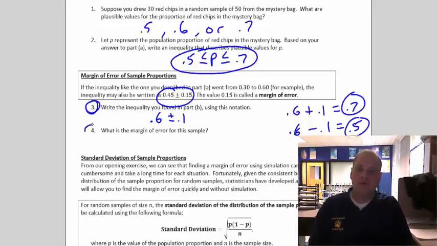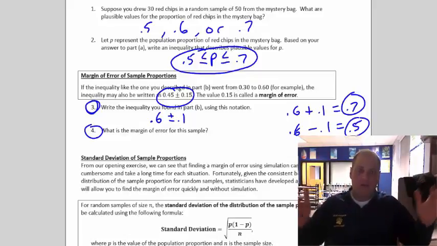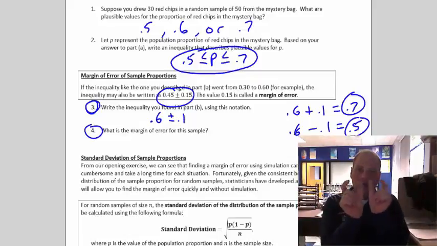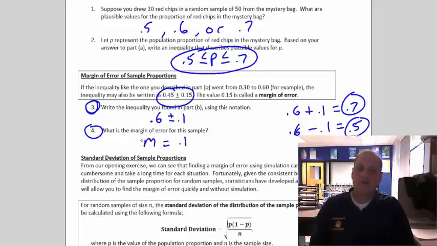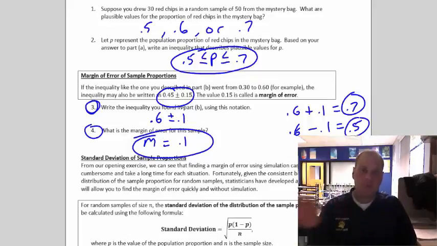All right. So number 4, what is the margin of error? Well, the margin of error is the distance that you're going each way from our expected middle. So the middle, the p-value is 0.6, and the middle of that expected, what we think, and then the margin of error can go each way. So we're going 0.1 in each direction. Therefore, the margin of error, we're going to call it M. M equals 0.1. So the margin of error would be 0.1 for this sample because we went to the middle and then we went 0.1 each way.